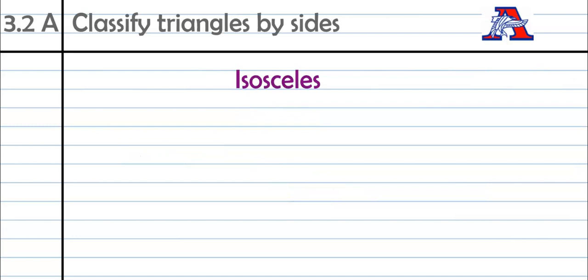Okay, the second type of triangle, if you're classifying by sides, is an isosceles triangle, and an isosceles triangle has 2 congruent sides. All right, so maybe we have something that looks like this. And this guy down here is called the base. And it has its own length. So maybe we'll give it 1 tick mark.